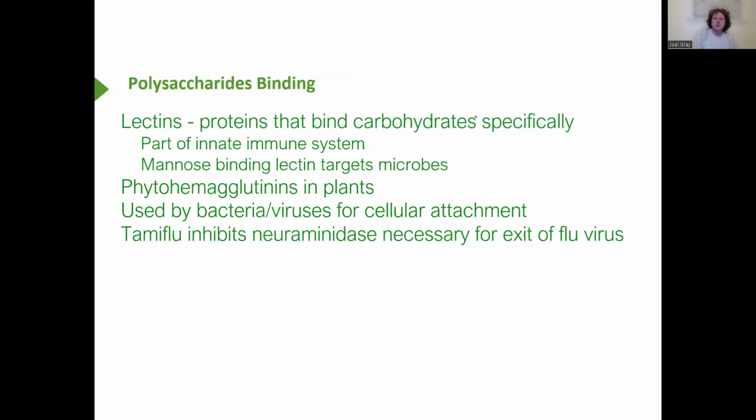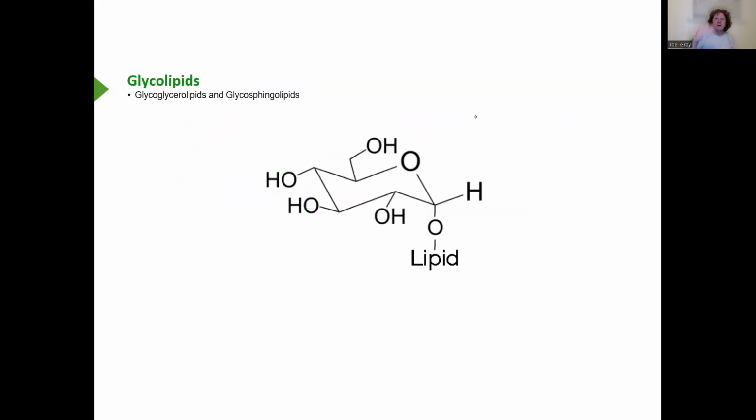into that cell ultimately. Tamiflu, the drug that you get sometimes if you test positive for the flu, inhibits a neuraminidase, which is necessary for the exit of the flu virus.